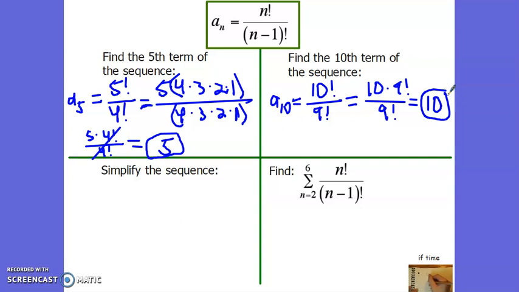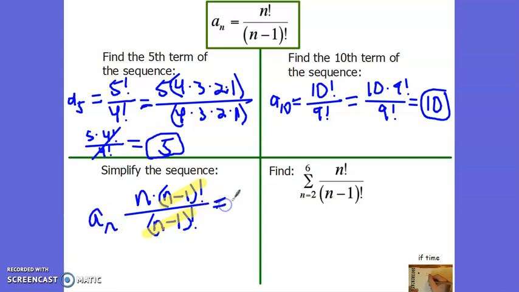Well, let's simplify the sequence. That means that this is really n times n minus 1 and everything below it over n minus 1 and everything below it. So you'll notice, again, n minus 1 factorial and n minus 1 factorial cancel, so that would be why a sub n is n. We just keep getting back n, whichever term we're looking for. So that's kind of nice.